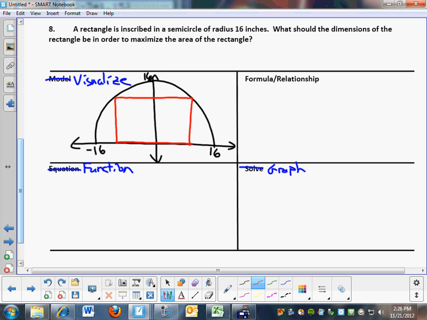Draw my rectangle. What formula should I write down in this box? Area equals base times height. What's my base going to be? 2x. This is an x value. This is a negative x value. The distance between them is 2x. Base is 2x.